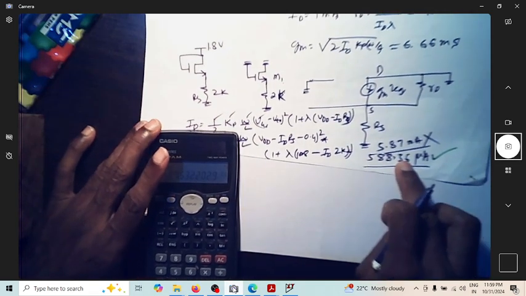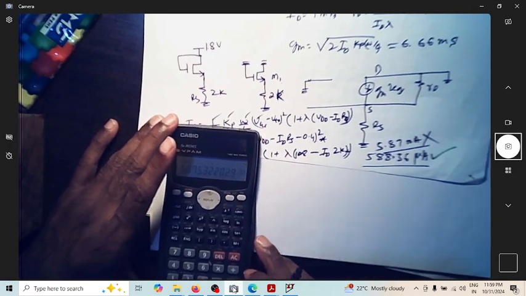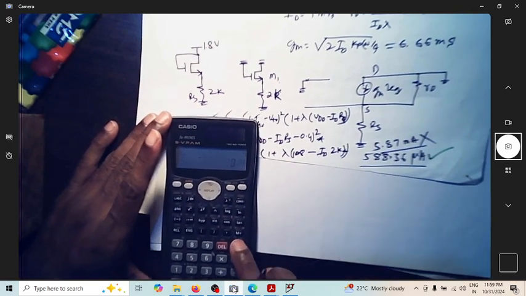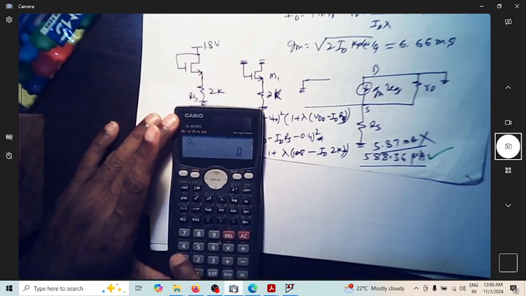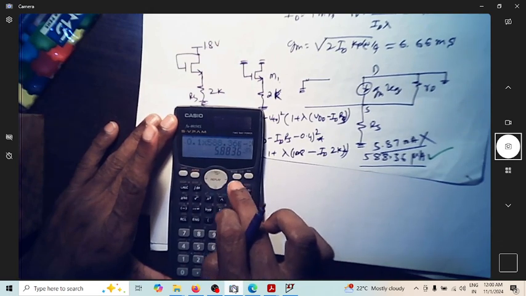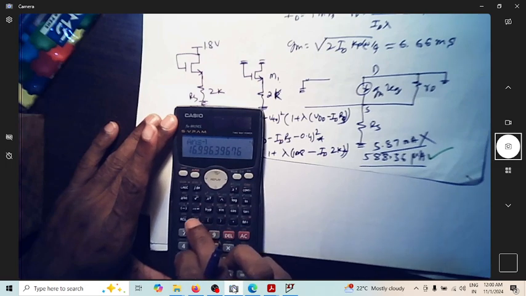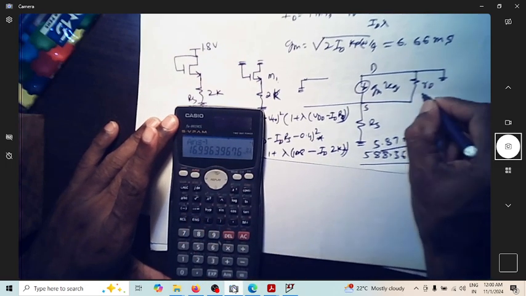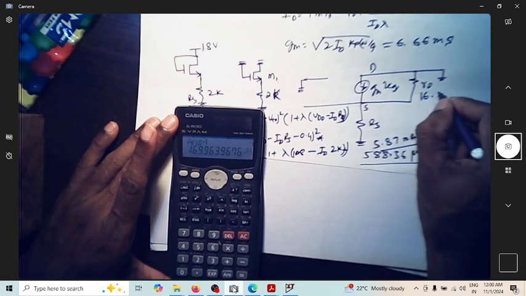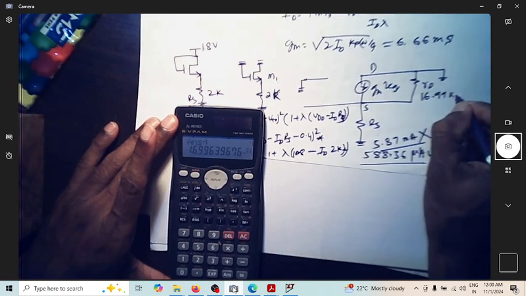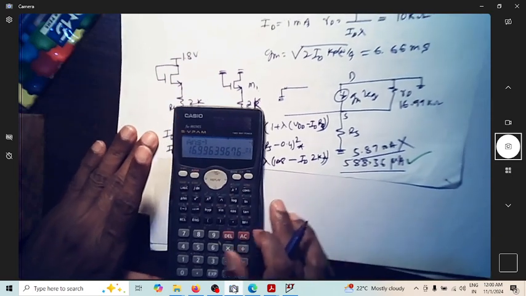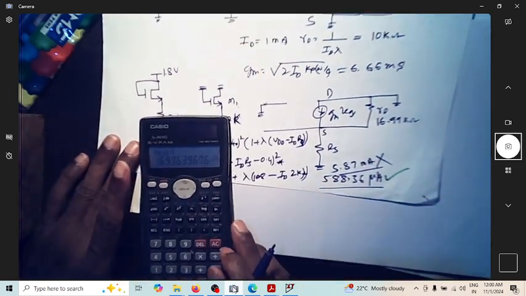If this is the value of ID, you can find what is R0. So how much is R0? R0 is 0.1 into 588.36 exponential minus 6, whole inverse. It's actually 16.99 kilo ohm, which is the value of RD, almost 17 kilo ohm.